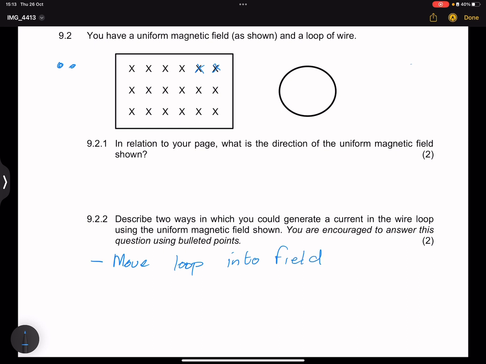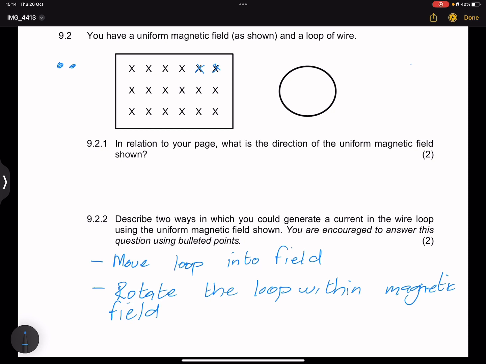And we are going now to apply Faraday's law. What can we now do to the loop? We can rotate it. Remember, we can just simply rotate it to cause that change in magnetic flux. And so we can rotate the loop within the magnetic field. So that is how we would answer that question.